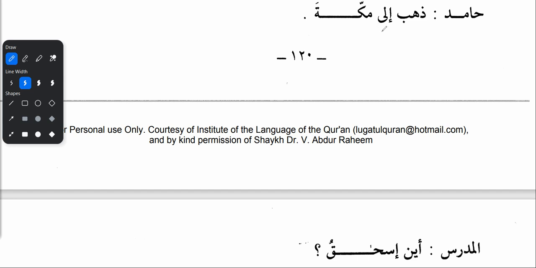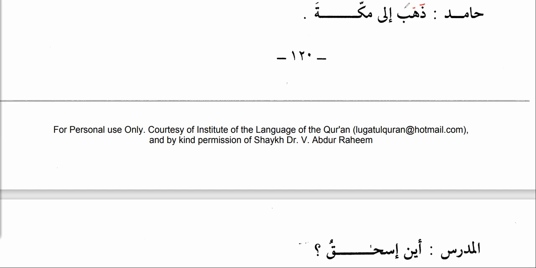Then Hamid says, dhahaba ila Makkata. Now, as I told you, dhahaba is a past tense having a damir mustatir huwa hidden in it. He went. Ila is to. And Makkata is another city name, cannot accept the lam at-tarif, never, and it cannot accept a kasra. So in majroor case, it is with the fatha. So it is from the ghayr munsarif names. And the teacher says, Aina Ishaqu, another name that is ghayr munsarif. Same rules applied here also.